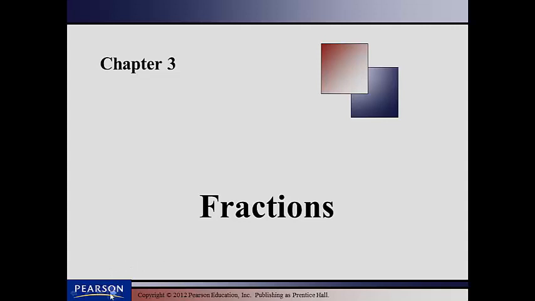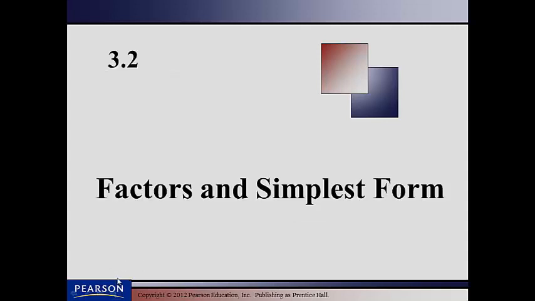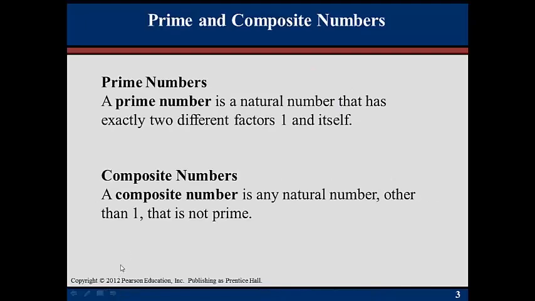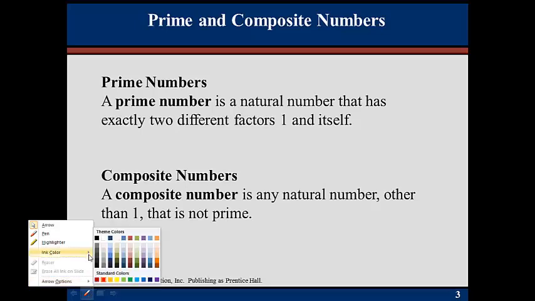So now we are in chapter 3.2 and we are on factors and simplest form. First, let's start with the definition of a prime number. A prime number is a natural number that has exactly two different factors, one and itself. A composite number is any natural number other than one that is not prime.